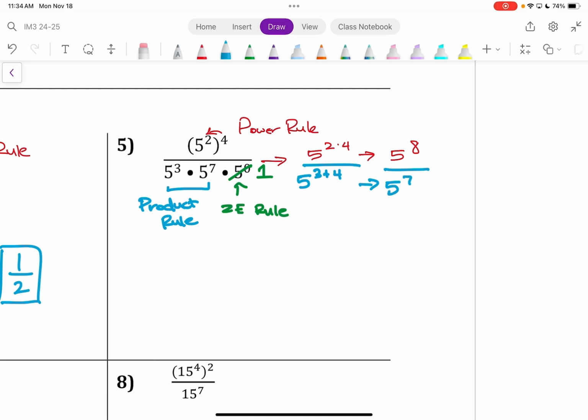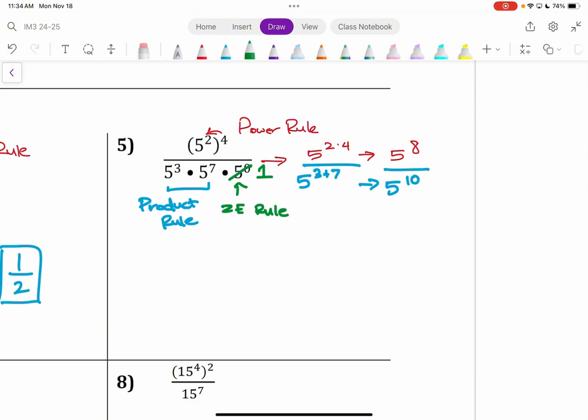Okay? Oh, hold on. I messed this up. It's not a 4. It's a 7. 5 to the 3 plus 7 power, which becomes 5 to the 10th. There we go. So we have 5 to the 8th over 5 to the 10th. You will notice that we are dividing the same base here. So we need to use one final rule.